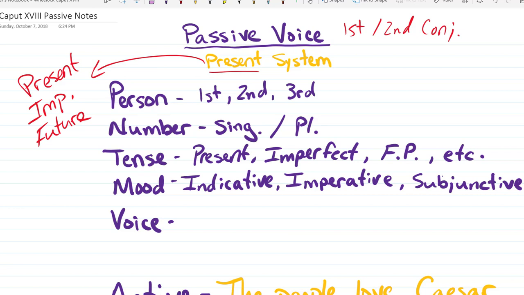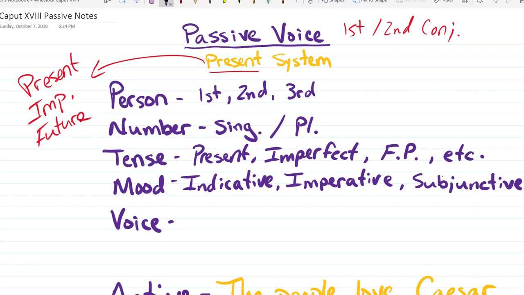Okay, so we're going to get third and fourth conjugation in another chapter, and then we'll get the perfect system, the perfect, pluperfect, and future perfect verbs in another chapter as well. So this is going to be a theme for a few chapters. We have all of the active voice tenses in. We have present, imperfect, future, perfect, pluperfect, future perfect in the active voice. Now we got to deal with the passive, and we're going to take it sort of step by step.